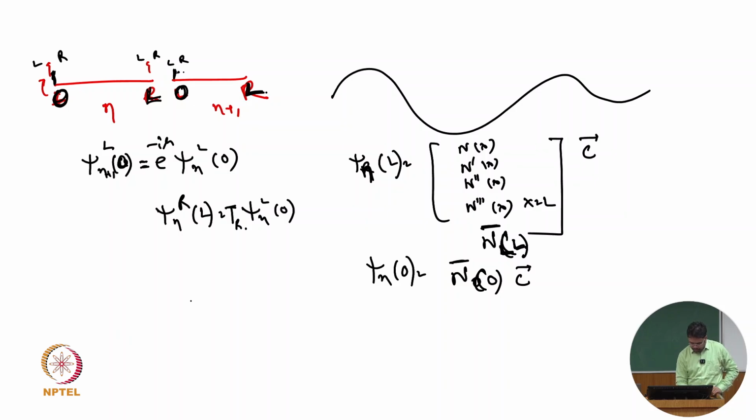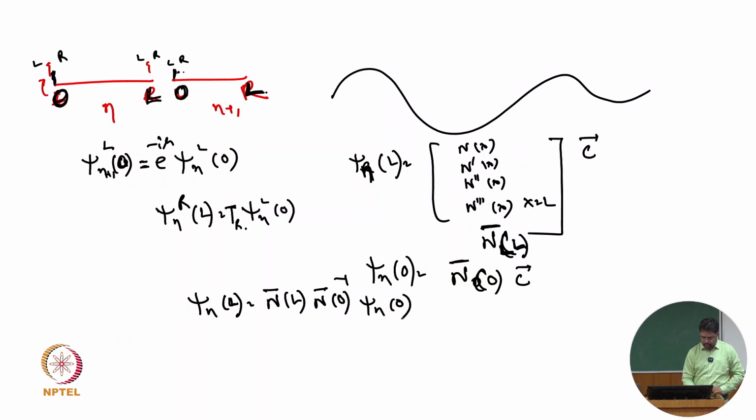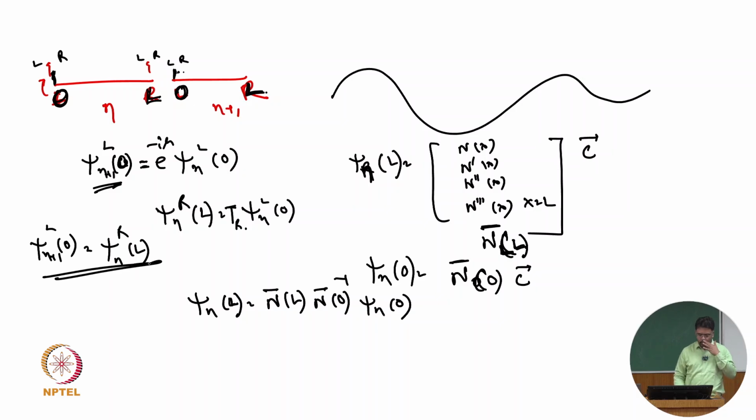So what will happen? Phi n L equal to N L into N 0 inverse phi n 0. So now if I just substitute there, this thing is equal to phi n plus 1 0 left, which should be equal to that we have already shown. Why is this thing happening? Because that's the junction. In these junctions, they are equal.